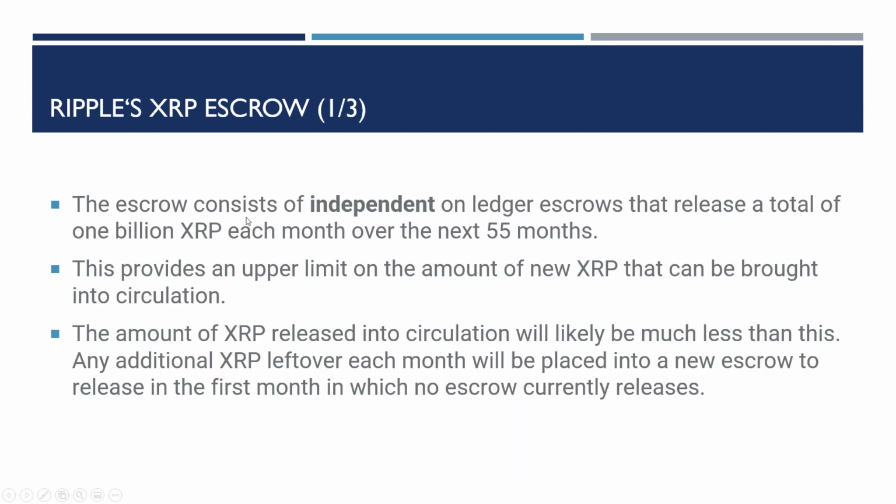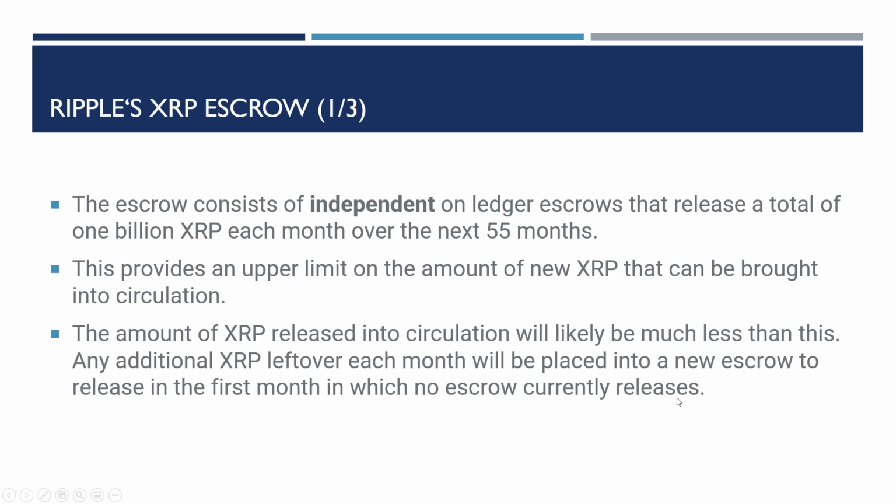Now the next big thing, the Ripple escrow. I mentioned it before in the supply, and we know the escrows consist of independent on-ledger escrows that release a total of 1 billion XRP each month over the next 55 months. This provides an upper limit on the amount of new XRP that can be brought into circulation. The amount of XRP released in circulation will likely be much less than this. Any additional XRP left over each month will be placed into a new escrow to release in the first month in which no escrow currently releases.